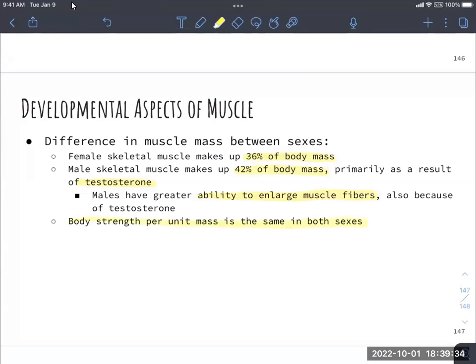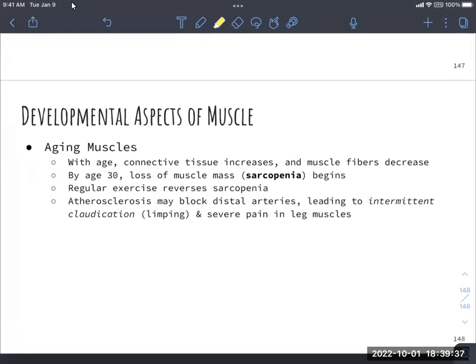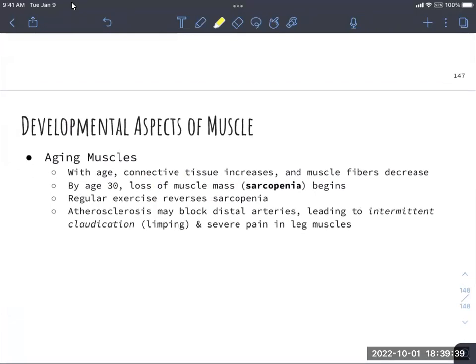So what happens when we get old? Everything kind of goes downhill as we get older. So let's see what happens to our muscles. As we get older, we get more connective tissue within our muscles. Our muscle fibers start to decrease. By 30, we can lose muscle mass. That's when that starts, at 30 years old. Sarcopenia is losing muscle mass. So if you exercise regularly, you can reverse that loss in muscle mass.